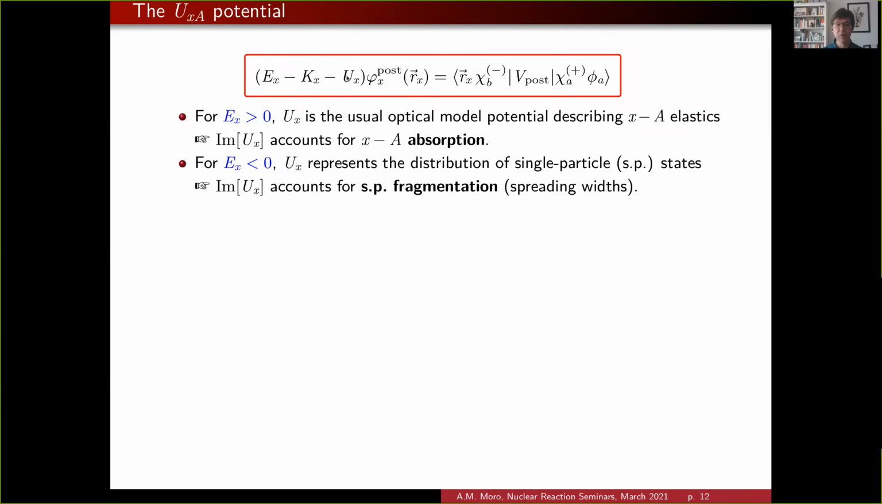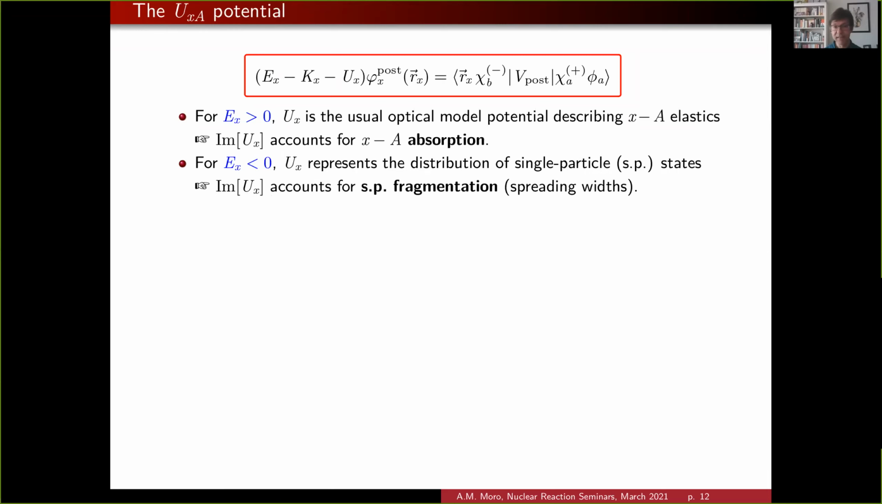But the way in which we describe this transfer is that we keep this potential to be complex. In that case, the real part of this potential represents the distribution of single particle states. The imaginary part accounts for the single particle fragmentation. So this is telling us, for a given single particle state, how it's distributed in energy. So we have a sort of average description of the transfer process.